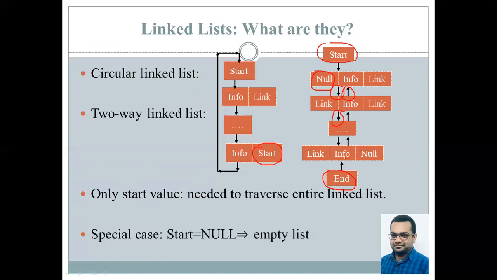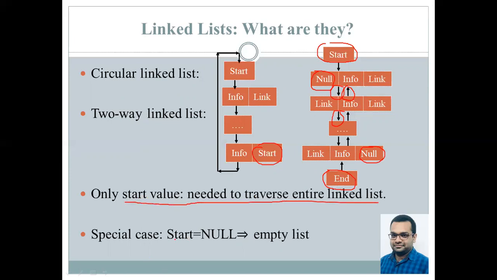And similarly, this goes on till we reach the last node, where you can see it doesn't point to any node further ahead because it's the last node. Now, a very important aspect of the linked list is that only the value of the start pointer is required to traverse through the entire linked list.